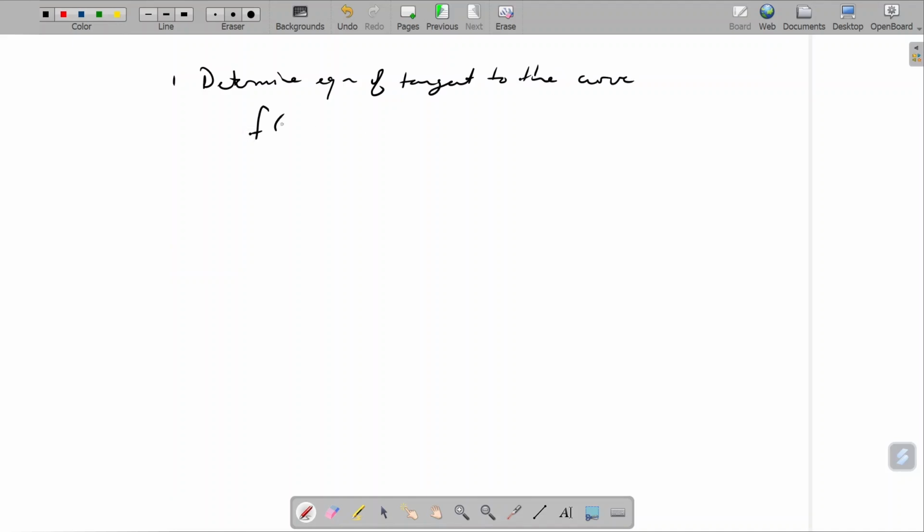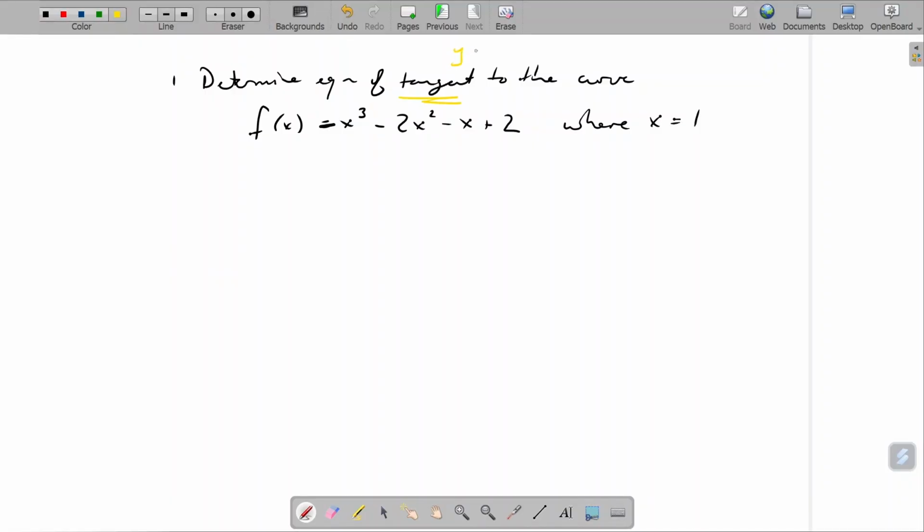The curve we're looking at here is f of x equals x cubed minus 2x squared minus x plus 2, at the point where x equals 1. Now, let's go through our thinking here. We know that a tangent is a straight line, and so we know that it's going to have the form y equals mx plus c, and we know that our two goals are to find m and to find c.